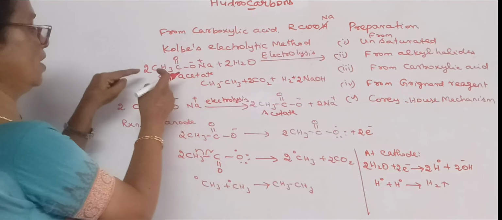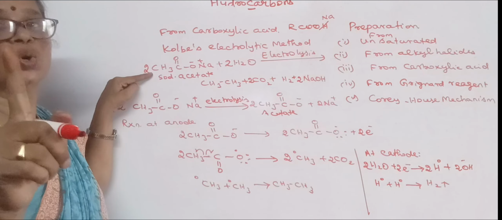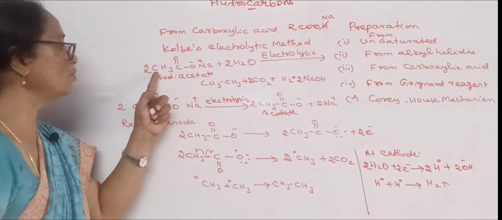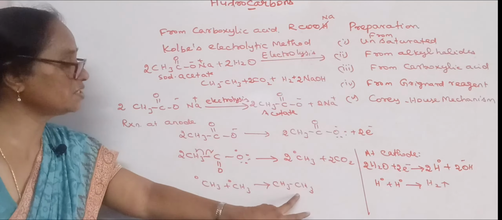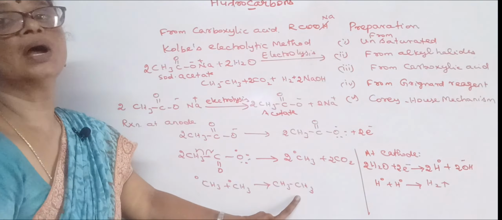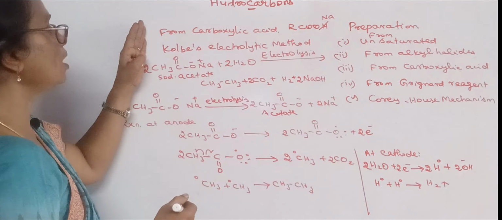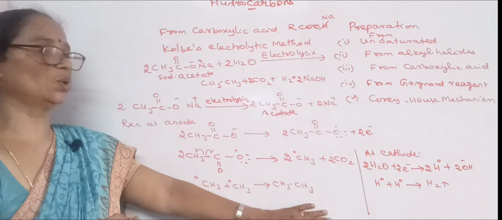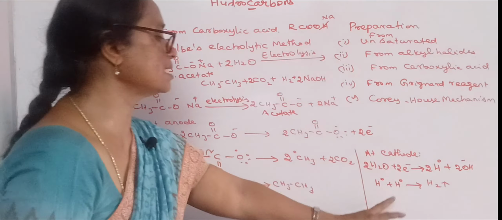See that I have taken a compound containing 2 carbons, one of the carbons leaves as carbon dioxide, but the other carbon gives rise to the higher member of hydrocarbon. So from Kolbe's electrolytic method, we are able to get the higher member of hydrocarbon. Okay, what is the reaction at the cathode?